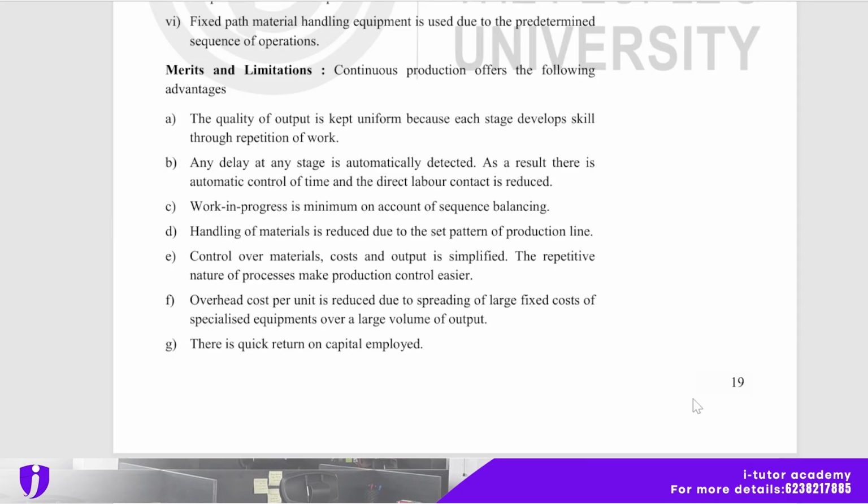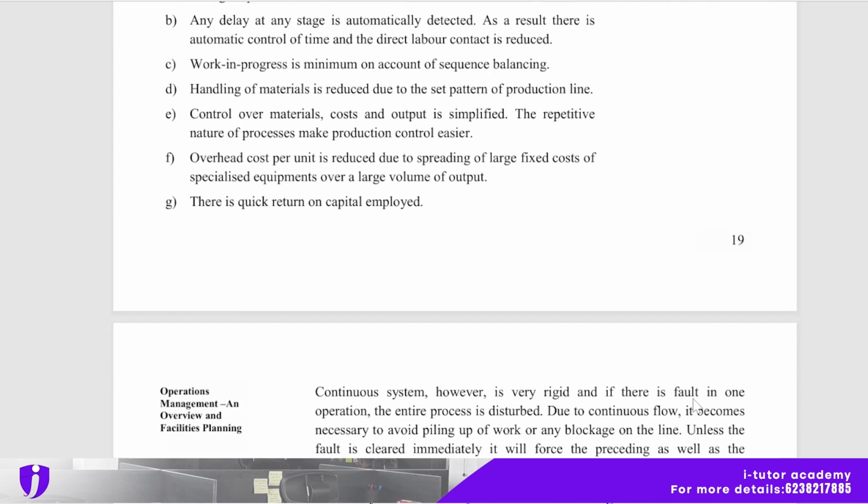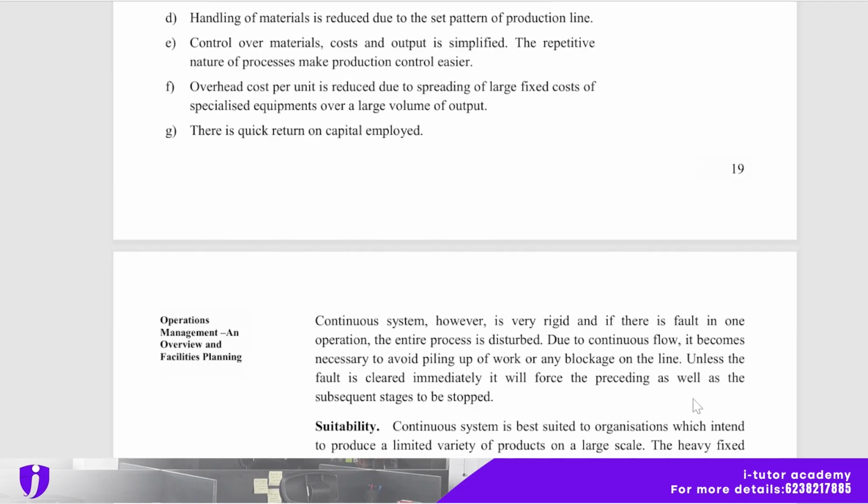Merits and limitations. Continuous production offers the following advantages. The quality of output is kept uniform because each stage develops skill through repetition of work. Any delay at any stage is automatically detected. As a result, there is automatic control of time and the direct labor contact is reduced. Work in progress is minimum on account of sequence balancing. Handling of material is reduced due to the set pattern of production line. Control over materials, cost, and output is simplified. The repetitive nature of process makes production control easier.